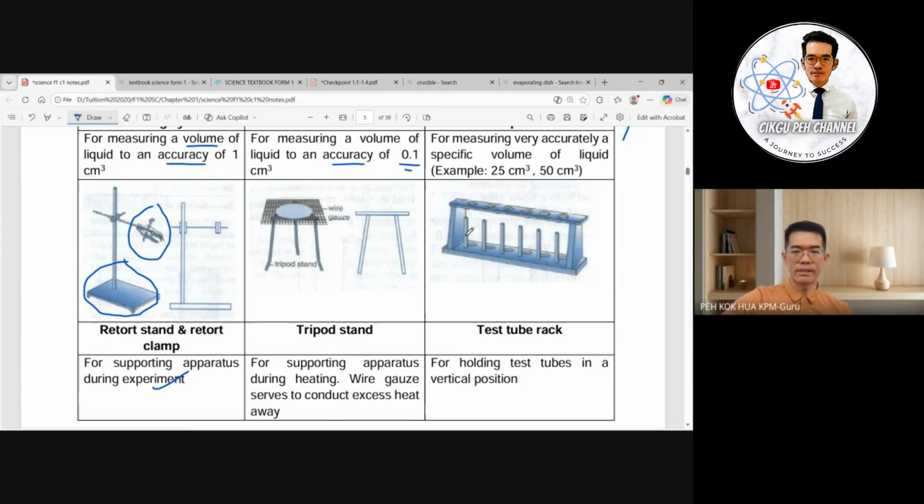Okay, then we have tripod stand. Tripod means that it has 3 legs, 3个脚，对不对？所以叫 tripod. So tripod stand, this is the outline just beside the actual picture. The outline you need to know how to draw. Okay, so the purpose is for supporting apparatus during heating. So this will be the apparatus for tripod stand.